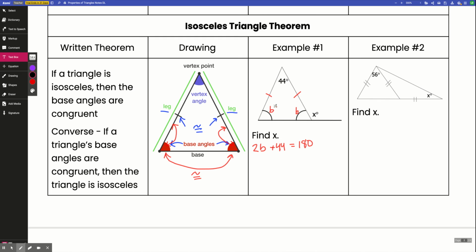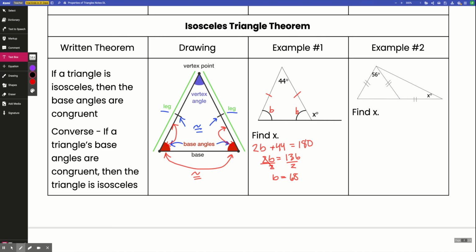Right? So I have B plus B, which is 2B, plus 44 equals 180. So I'm going to go through and subtract 44. So I get that 2B is equal to 136. And then I need to divide that in half, right? Divide by 2, divide by 2. So I end up with B is equal to, let me see if I can do this in my head, okay, that B is equal to 68 degrees.